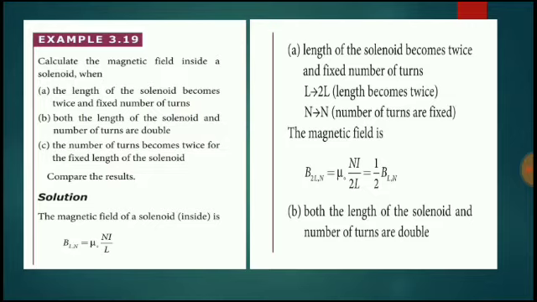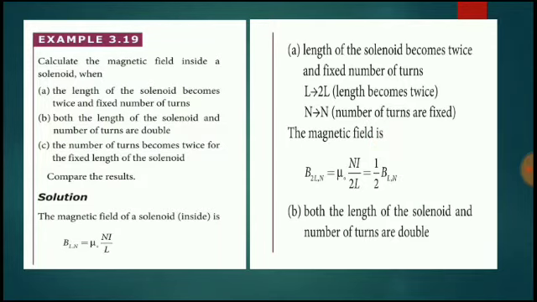So what will come here? If you take 1 by 2 outside, what is remaining? Mu naught N I divided by L. That mu naught N I divided by L is nothing but B_ln. That's why the result is 1 by 2 of B_ln.